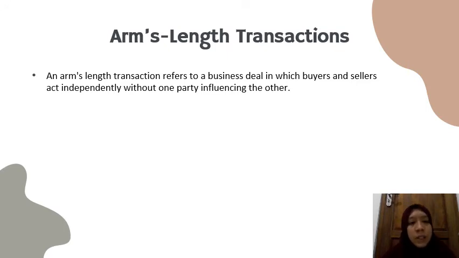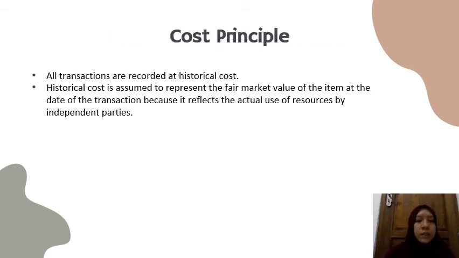An arm's length transaction refers to a business deal in which buyers and sellers act independently without one party influencing the other. All transactions are recorded at historical cost. Historical cost is assumed to represent the fair market value of the item at the date of the transaction because it reflects the actual use of resources by independent parties.